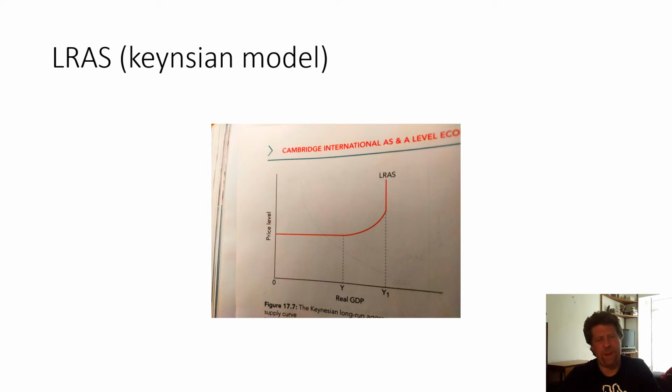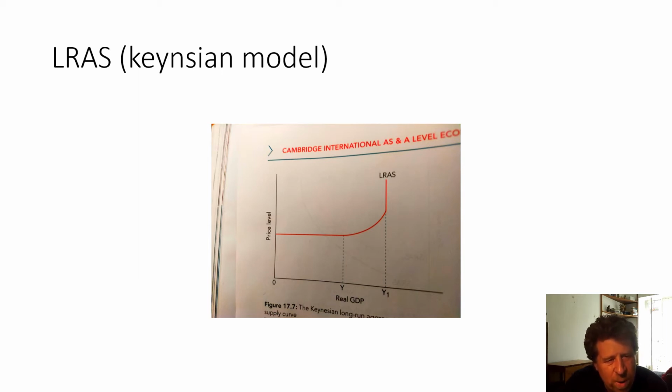For the long-term aggregate supply, there's two models. You've got the Keynesian model, which assumes that the economy is not working at full capacity, that there are unemployed people, that there are empty warehouses, or maybe resources that aren't being used. And so increasing the GDP doesn't necessarily mean that the prices need to go up. They can offer the same price for unemployed people. They can keep the wages at the same level, for example.